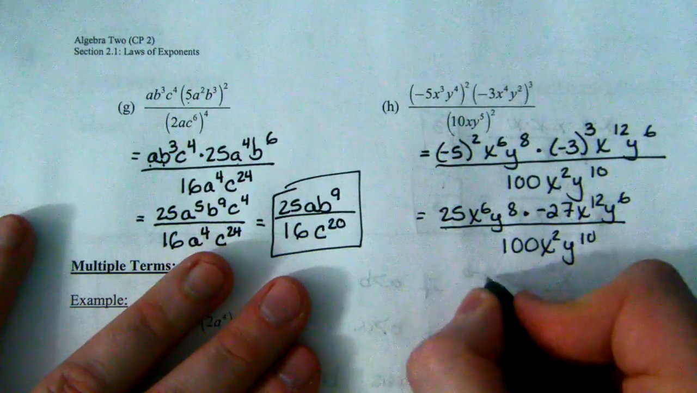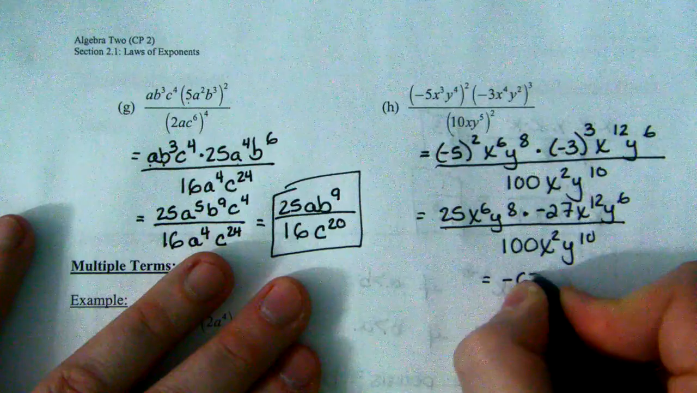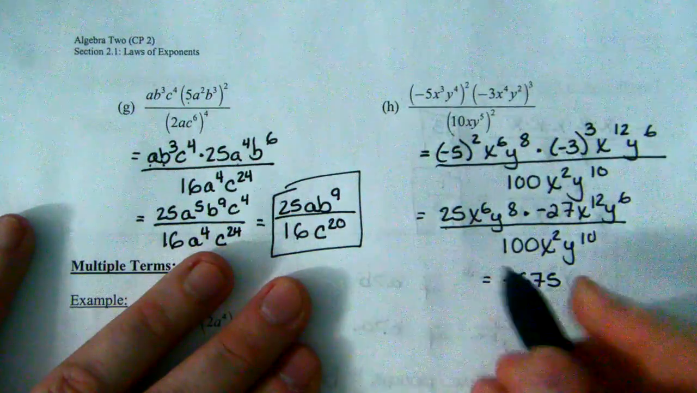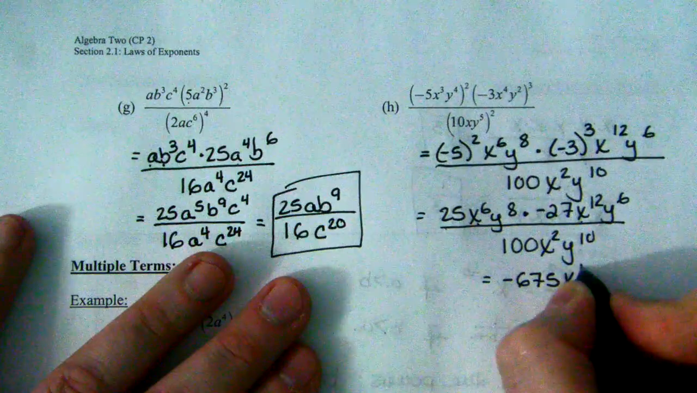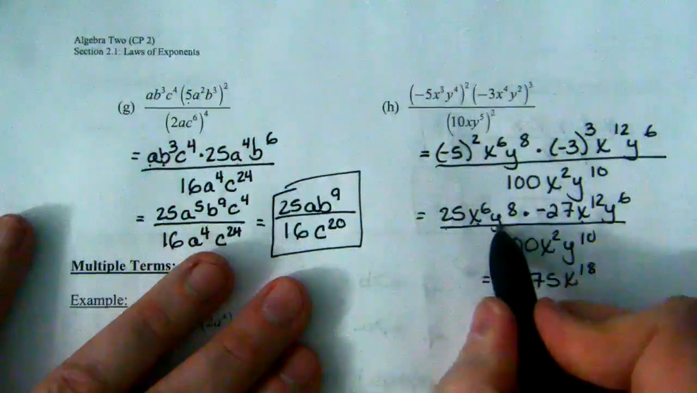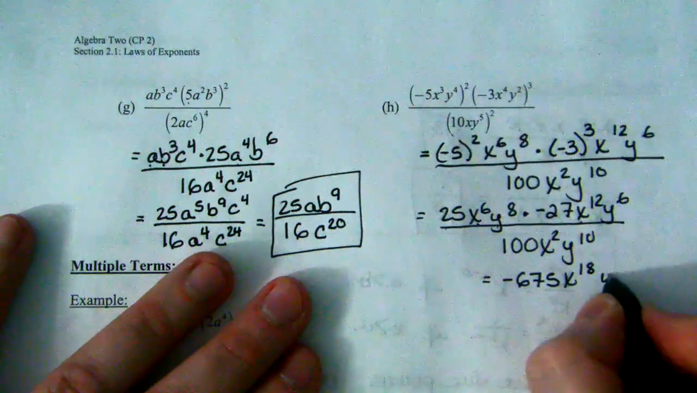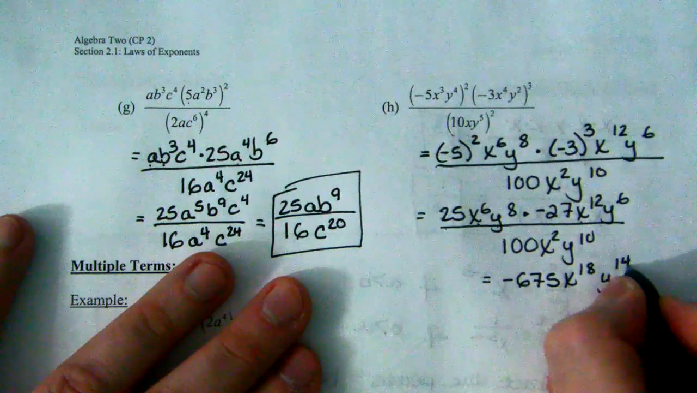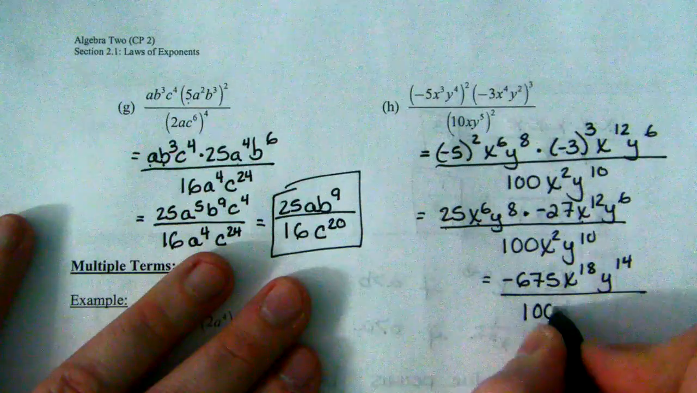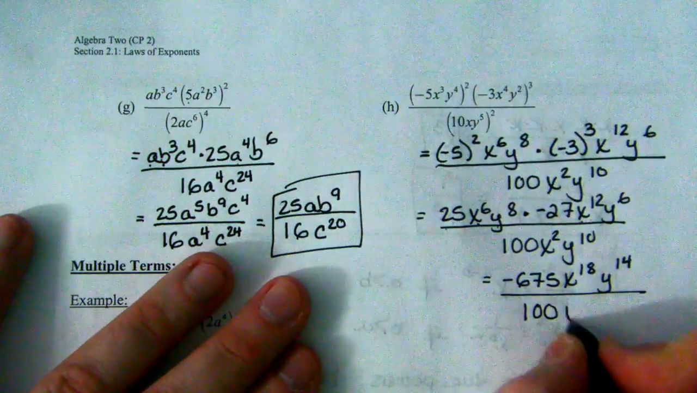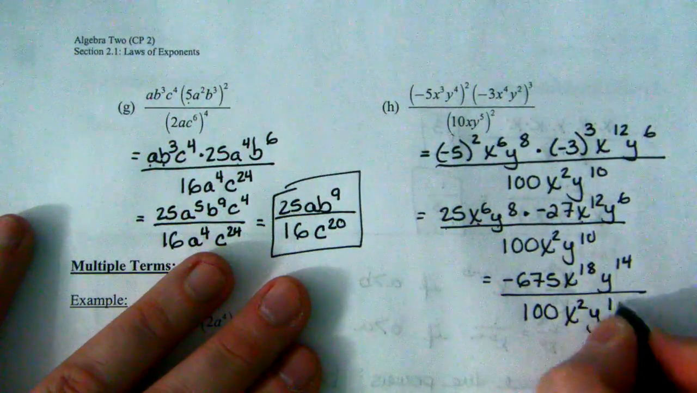25 times negative 27 is negative 675. X to the 6th times x to the 12th, when you multiply, you add the powers, so x to the 18th. Y to the 8th times y to the 6th is y to the, add those powers, you're going to get y to the 14th. All over 100. X squared, y to the 10th.